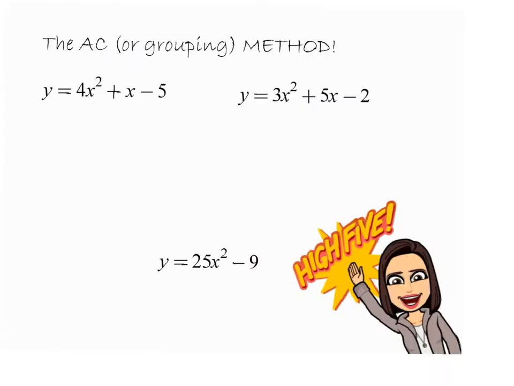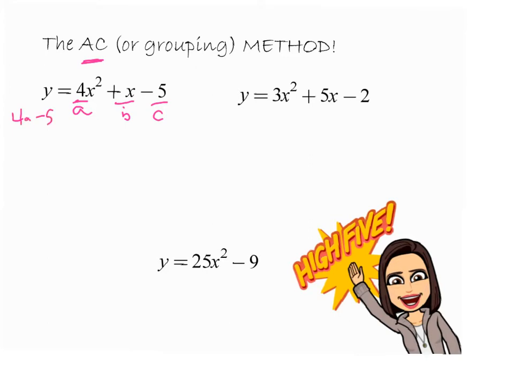When we are doing the AC or the grouping method, things get a little bit trickier. So make sure you pause a lot and ask some questions. So when we're talking about this in standard form here, for example, this is A, this is B, and this is C. So the AC method tells you to multiply A times C. So I'm going to take 4 times negative 5.